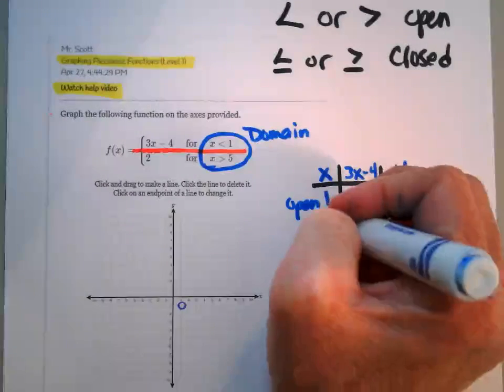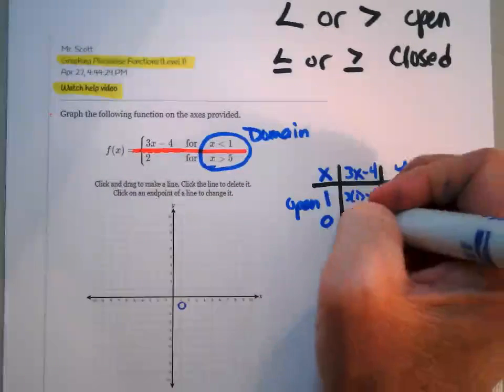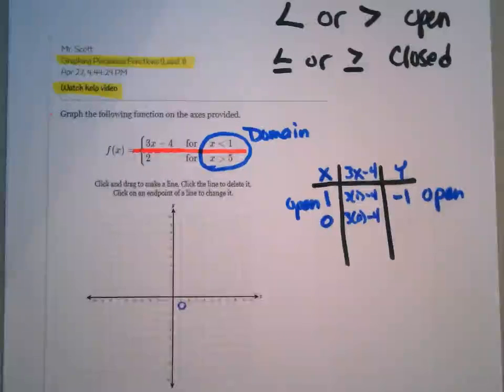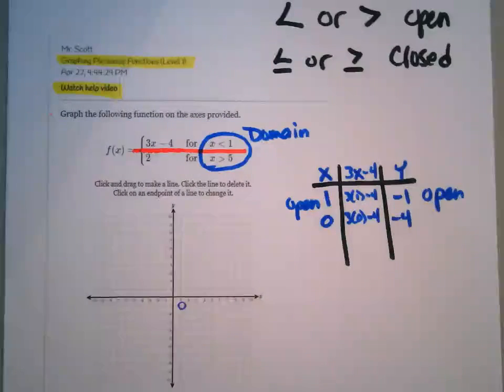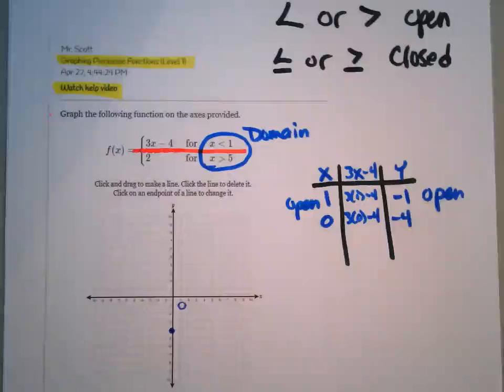So the next value less than 1 is 0. So we plug that in: 3 times 0, minus 4. 3 times 0 is 0, minus 4 is negative 4. So we plot that ordered pair, (0, negative 4), which is right here.